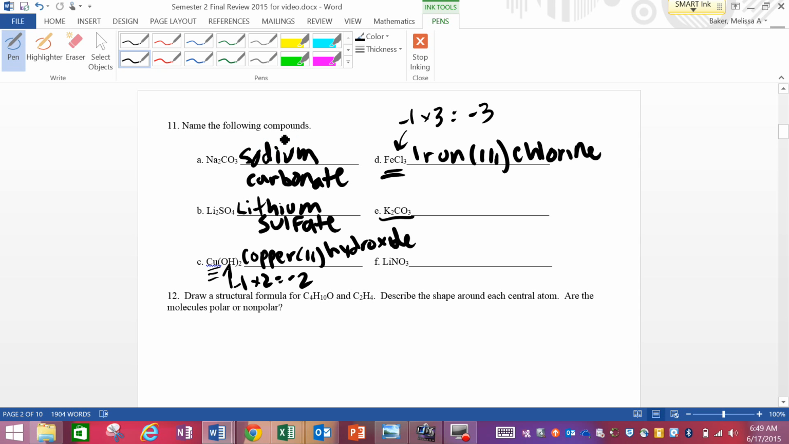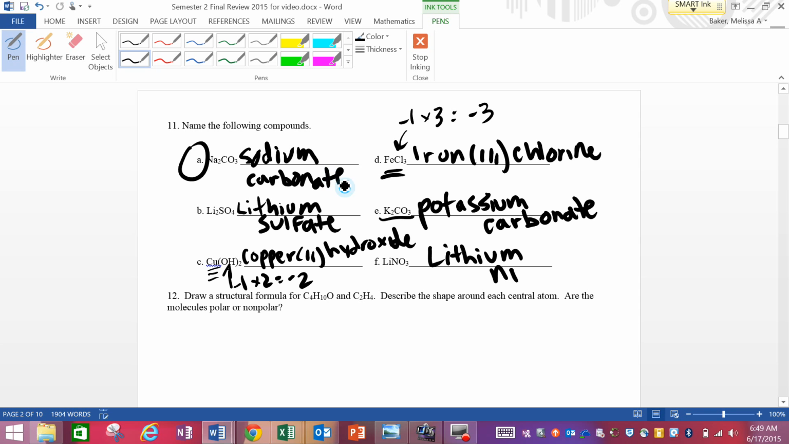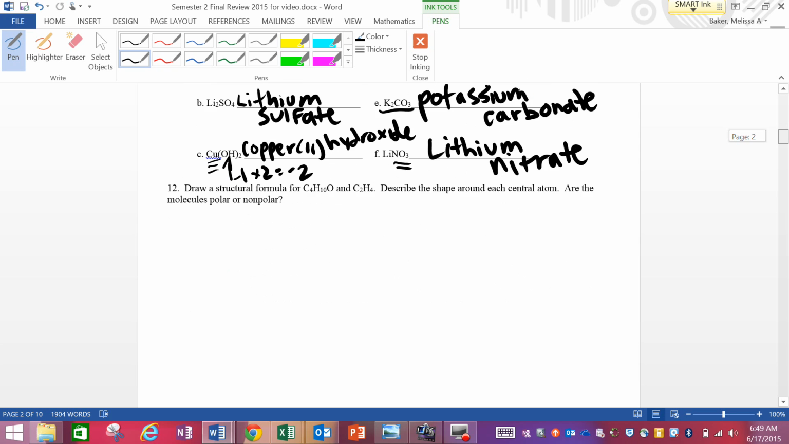This one is just simple. We don't need Roman numerals because potassium is not a transition metal. So this would be potassium carbonate. You have to recognize CO3 like in 11A. And 11F, you need to recognize that NO3's name is nitrate. Again, those will be on your solubility table. On the left-hand side, it names all of the polyatomic ions, so you don't need to have those memorized.